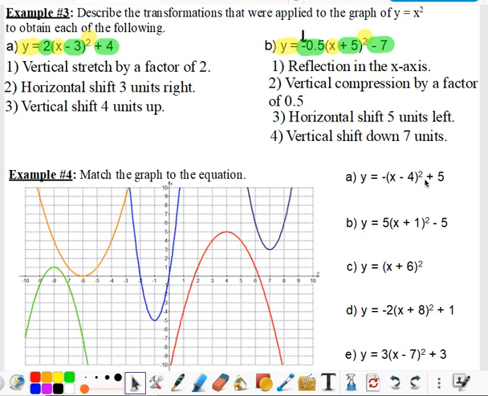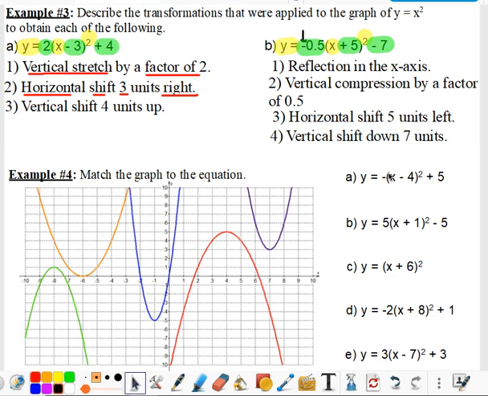Using this type of terminology, again, I'm going to pause and kind of just reflect here. Using this type of terminology, vertical stretch by a factor of 2, horizontal shift 3 units to the right, all of that is necessary. We can't just say 3 right or 4 up. We have to indicate whether it's horizontal, vertical, and so on.